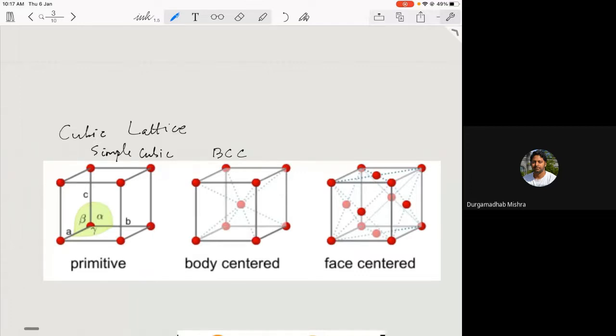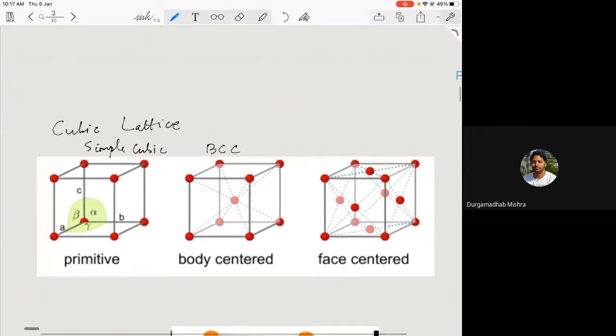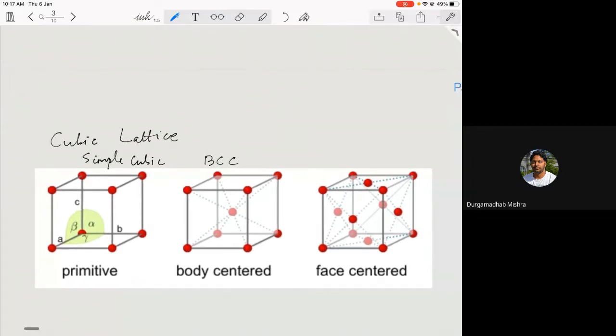So what it means is you have atoms or molecules in the corner of the cube and then one at the center. So this is a body center, and you have atoms in the corner of the cube. The another one is the face centered cube, so FCC in the short form, and then what you have is atoms on the faces of the cube.